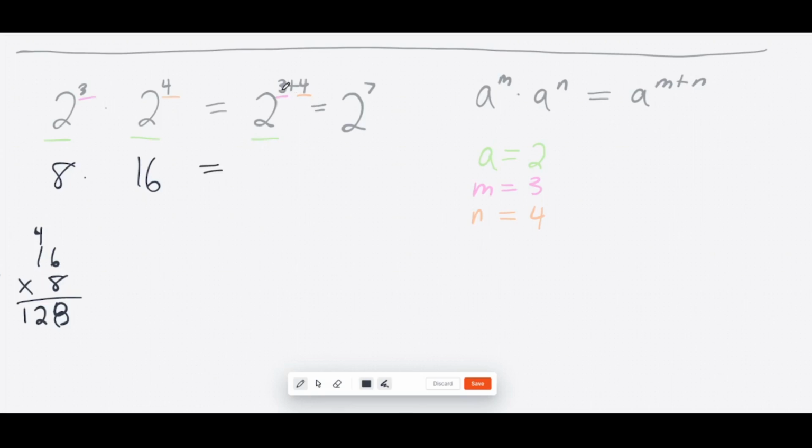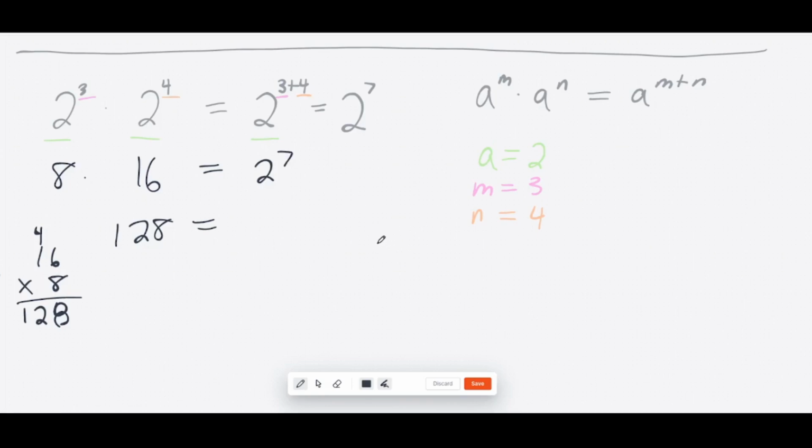And then over here, the property says that whatever these powers are, 3 and 4 in this case, we should be able to add those exponents together, which is how we get 2 to the seventh power. And then you could verify this in a calculator if you want. So 2 to the first power would be 2, to the second power would be 4. Then basically every time you increase the power, you double.